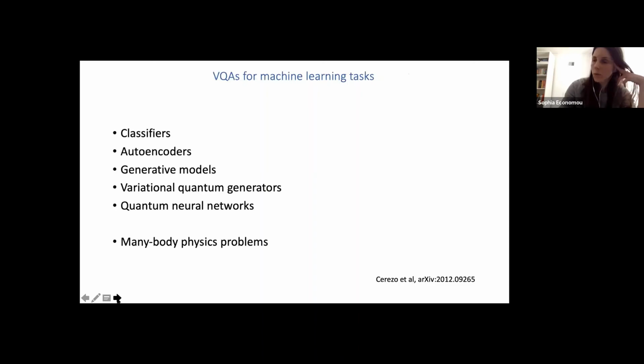So let me move to VQAs for machine learning tasks. This paper that I mentioned before has, again, a nice overview. So the things you can do is you can look at classifiers or create classifiers, autoencoders, generative models where you want to sample from some probability distribution, variational quantum generators, circuits that look like quantum neural networks. And also there's a big community that, of course, does machine learning for many body physics. I'm not going to touch upon that at all.